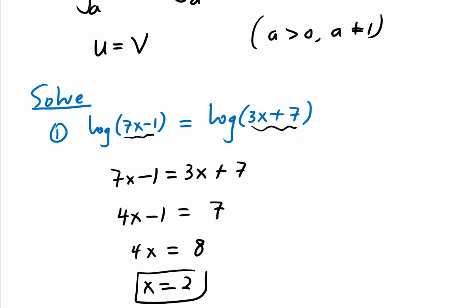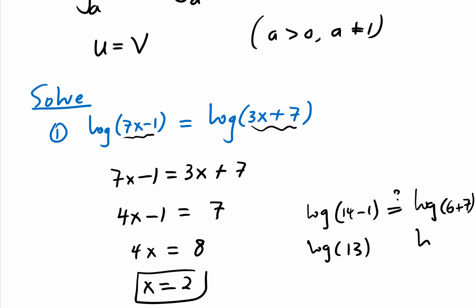If I substitute that back in the left side, you get log of 7 times 2, 14, minus 1. Is that going to give us the same as 3 times 2, 6, plus 7 without getting any negative or 0 values? Let's see, log 13. Yes, this works out. So this is fine.